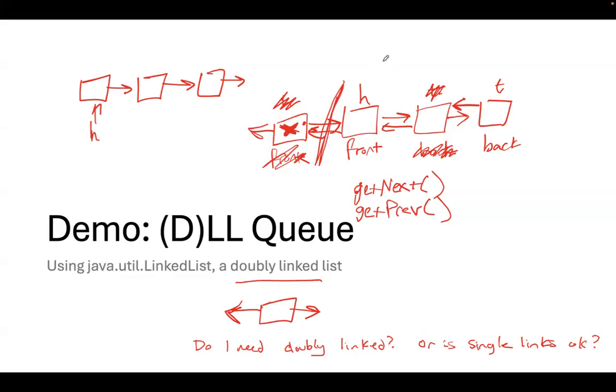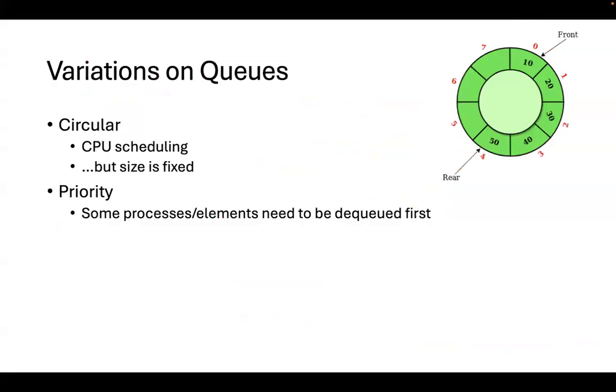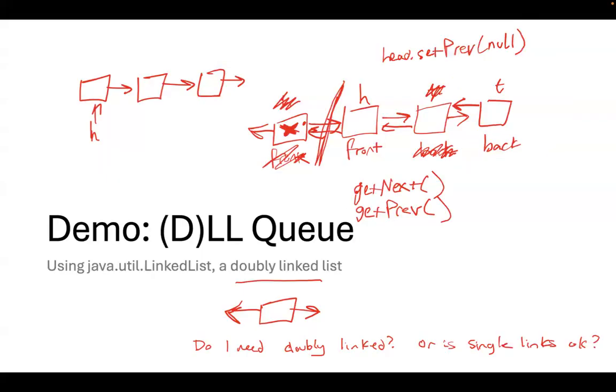So in code, this would say something like the head dot set previous to null to say, I'm not pointing back there anymore. I don't know them. Okay. So we don't quite have time to do that. We'll maybe get to that next time.